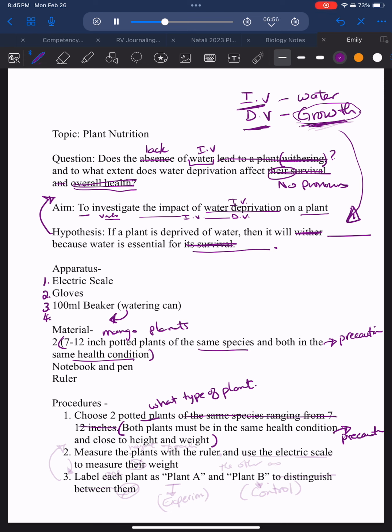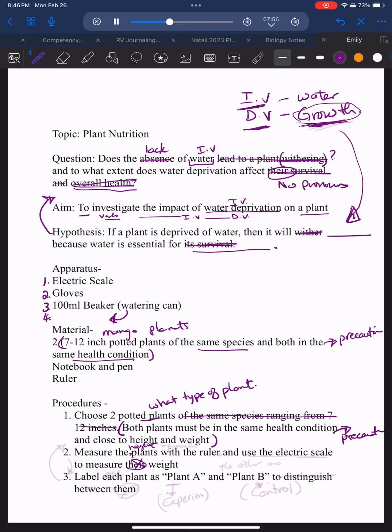Number 2, measure the plants with a ruler and use the electric scale to measure their weight. Once again, no pronouns. Measure the plants with a ruler. But what are you measuring? The height, the width? What are you measuring? You have to be specific, right? Measure the height, because I believe it's the height of the plant with a ruler. And use the electric scale to measure the weight. But here, what if one of the plants is in a bigger pot and the other one is in a smaller pot? The mass will be different.